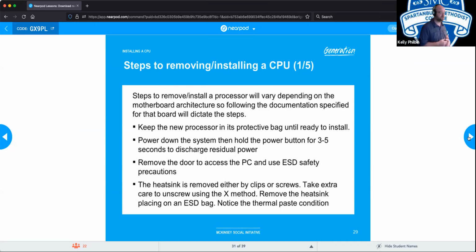What's the first thing you do before you work on a computer? Power it down, hold it for 5 seconds to disperse the charge, and unplug it. Yeah, that's what we do.